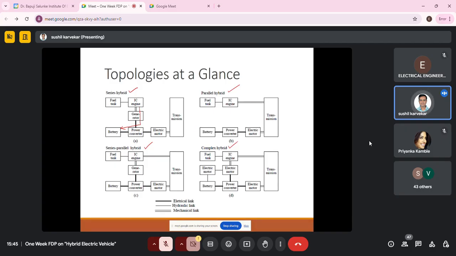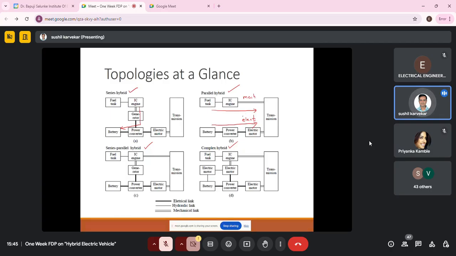When we are speaking about the parallel components, there are two sources and they are independent. So the transmission has independent connection of the mechanical component and the electric component. So either of them can be used.